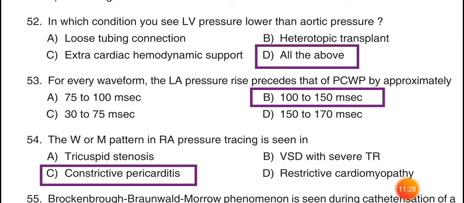52. In which condition do you see LV pressure lower than aortic pressure? Option A, loose tubing connection, heterotopic transplant, extracardiac hemodynamic support.